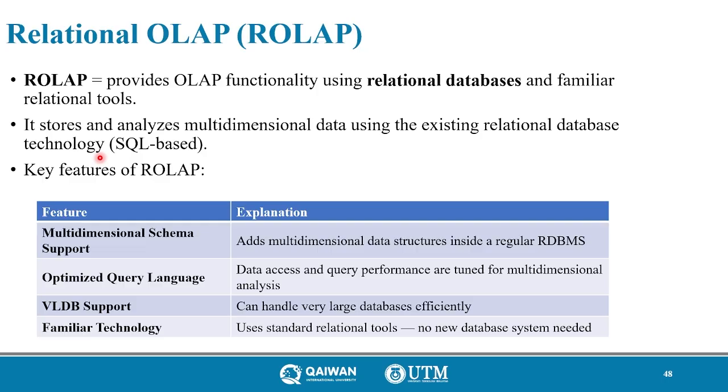The key features of relational OLAP are multidimensional schema support, optimized query language, very large database support, and familiar technology. Multidimensional schema support means a multidimensional data structure inside the regular RDBMS, or relational database management system. For the optimized query language, data access and query performance are tuned for multidimensional analysis. It supports very large databases, and the familiar technology uses standard relational tools, so no new database system is needed.